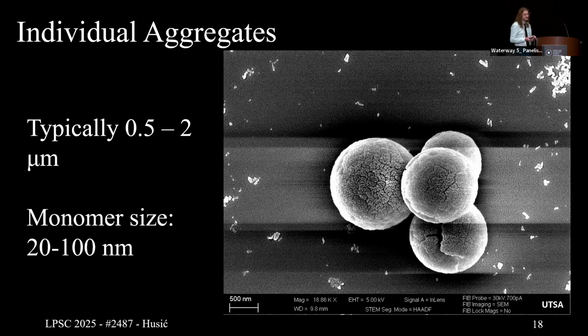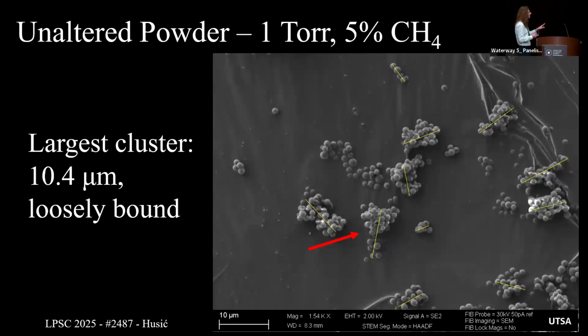And so our unaltered powders, before touching any liquid, are about 0.5 to 2 microns. And on the biggest one on the left, you can see this texturing. Those smaller ones are the monomers, so 200 to 100 nanometers. And so this completely agrees with what we've seen before for the analogs and on Huygens.